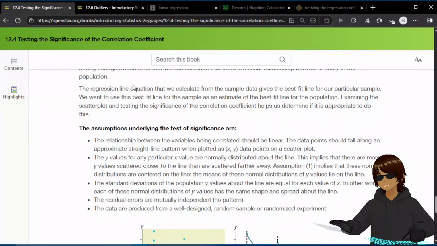The regression line equation that we calculate from the sample data gives the best fit line for our particular sample. We want to use this best fit line for the sample as an estimate for the best fit line for the population. Examining the scatter plot and testing the significance of this correlation coefficient helps us determine if it is appropriate to do this.